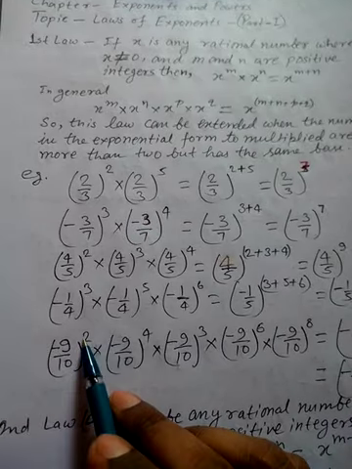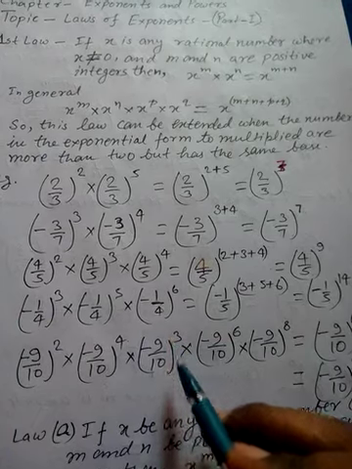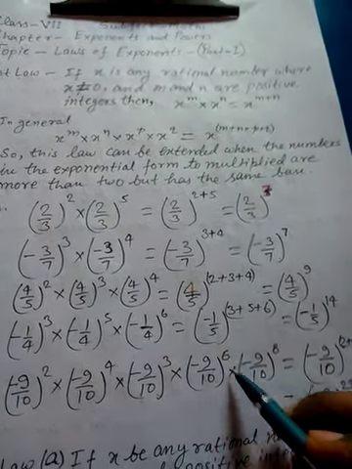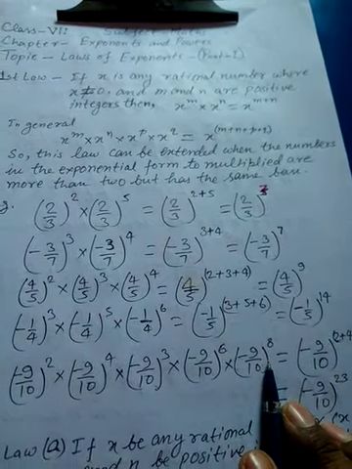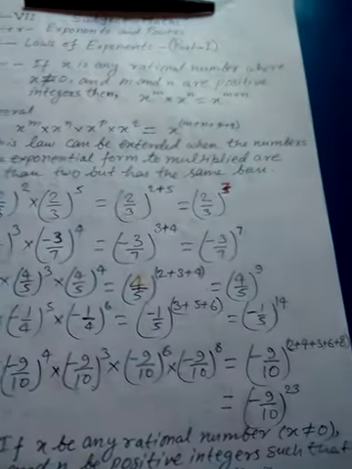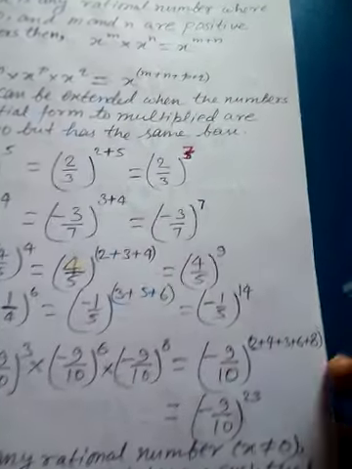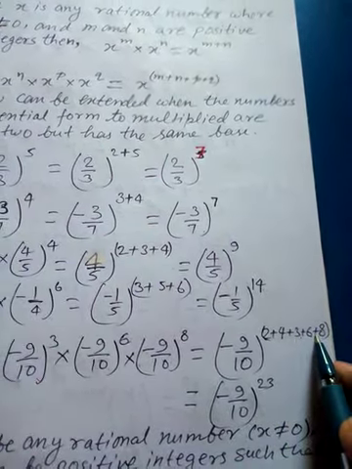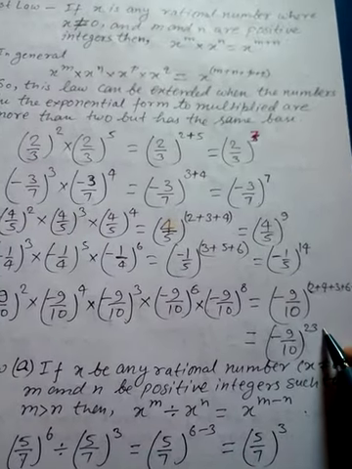In the next example, minus 9 by 10 to the power 2, minus 9 by 10 to the power 4, into minus 9 by 10 to the power 3, into minus 9 by 10 to the power 5, into minus 9 by 10 to the power 8. You can see there are 5 terms and the powers are different but the bases are the same. So you have to write the base minus 9 by 10 to the power, and add all these powers: 2 plus 4 plus 3 plus 5 plus 8. That will give you minus 9 by 10 to the power 22.